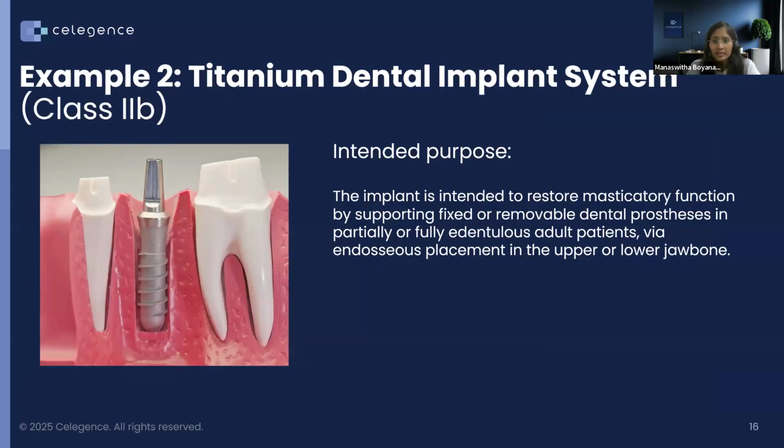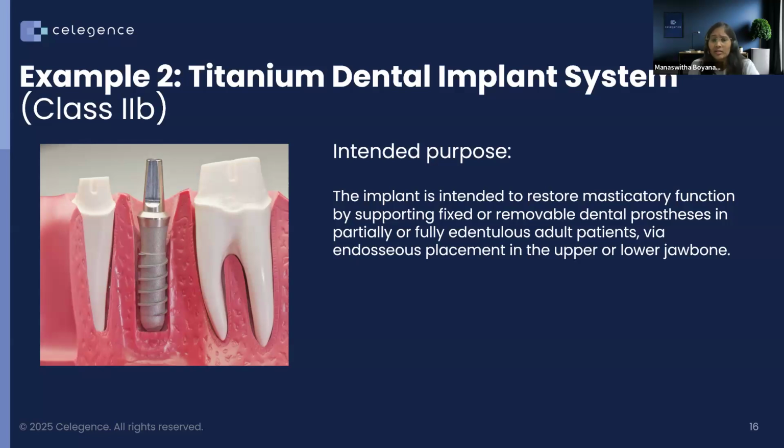So we will be looking at a titanium dental implant system, which is class 2B. As the MDR places greater importance on the role of clinical evidence to establish safety and performance, the clinical evaluation report should consider the clinical risks and benefits associated with the device when used as intended. Here, the intended purpose of this device is to restore masticatory function by supporting fixed or removable dental prosthesis in partially or fully edentulous adult patients via endosseous placement in the upper and lower jawbone.